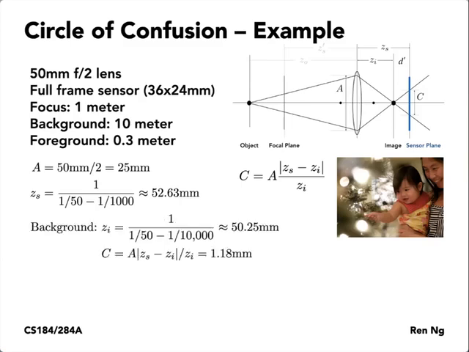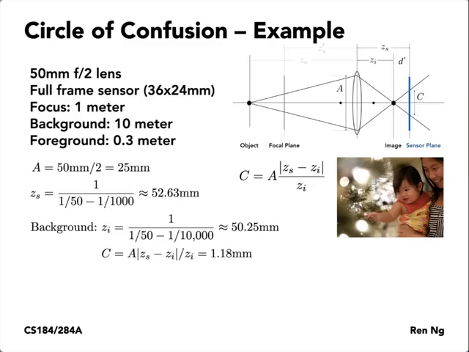For the background, calculate Z sub I. What is the image depth at which that appears? 10 meters away. You can chug this: 1 over 50 minus 1 over 10 meters, which is 1 over 10,000 millimeters. That's 50.25 millimeters. Then you can just plug the rest of this in. C is equal to what? It ends up being 1.18 millimeters.